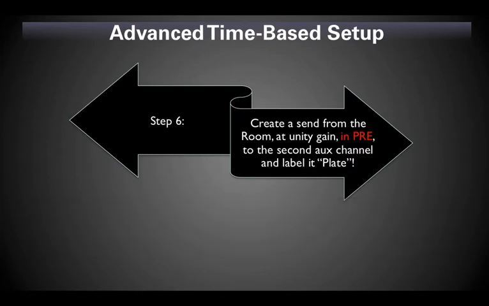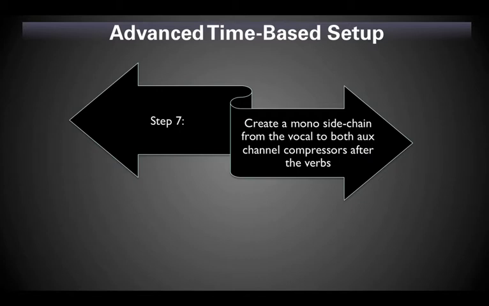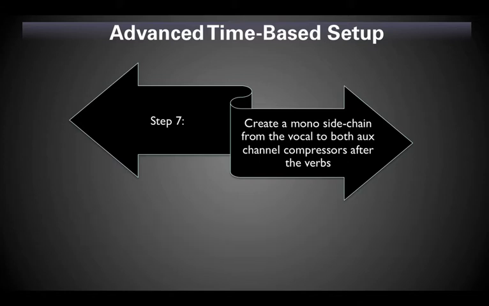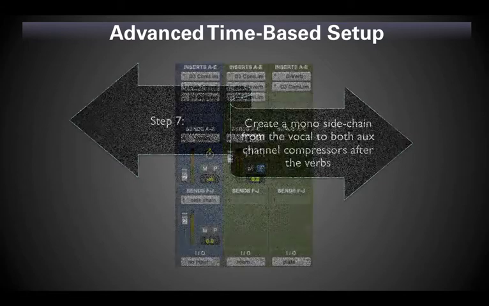Now, in addition, we want to compress the outputs of these reverbs, and we want to do that with sidechain compression. So we have to create another send, a sidechain, and remember all sidechains are mono. And we will input them to the sidechain inputs of both compressors on both aux channels. So at the end, it will look something like this.